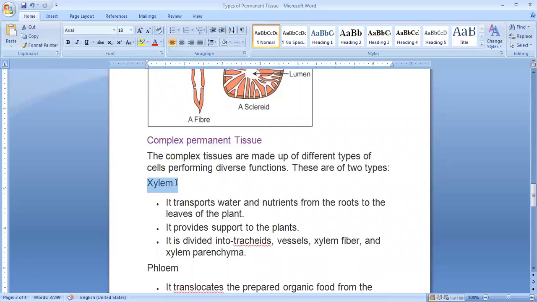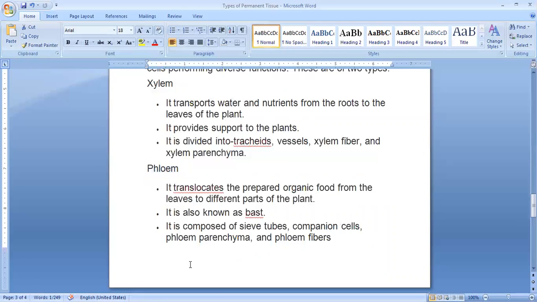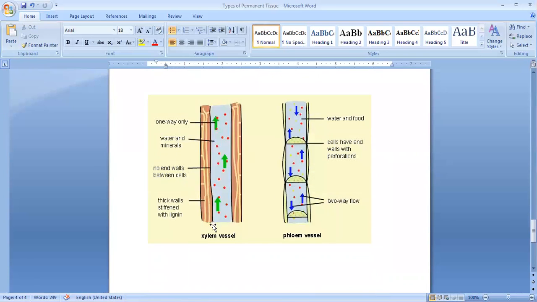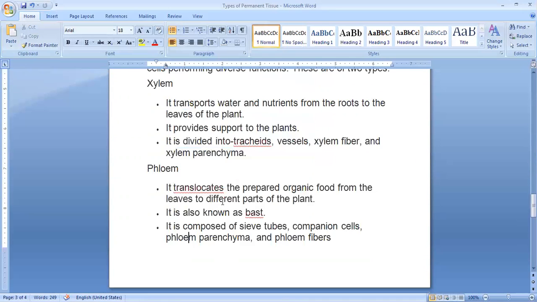These are xylem and phloem. So let us see the diagram. This is xylem and these are phloem. Let us see what are the functions. Xylem transports water and nutrients from root to the leaves of the plant. It provides support to the plant.